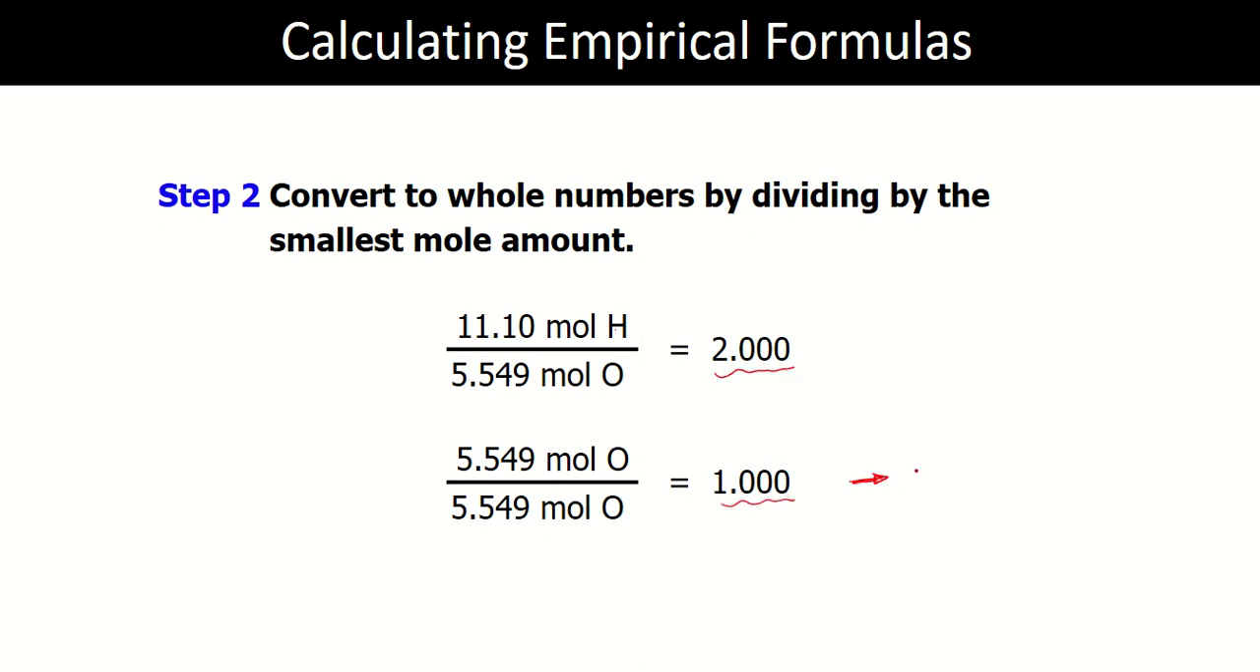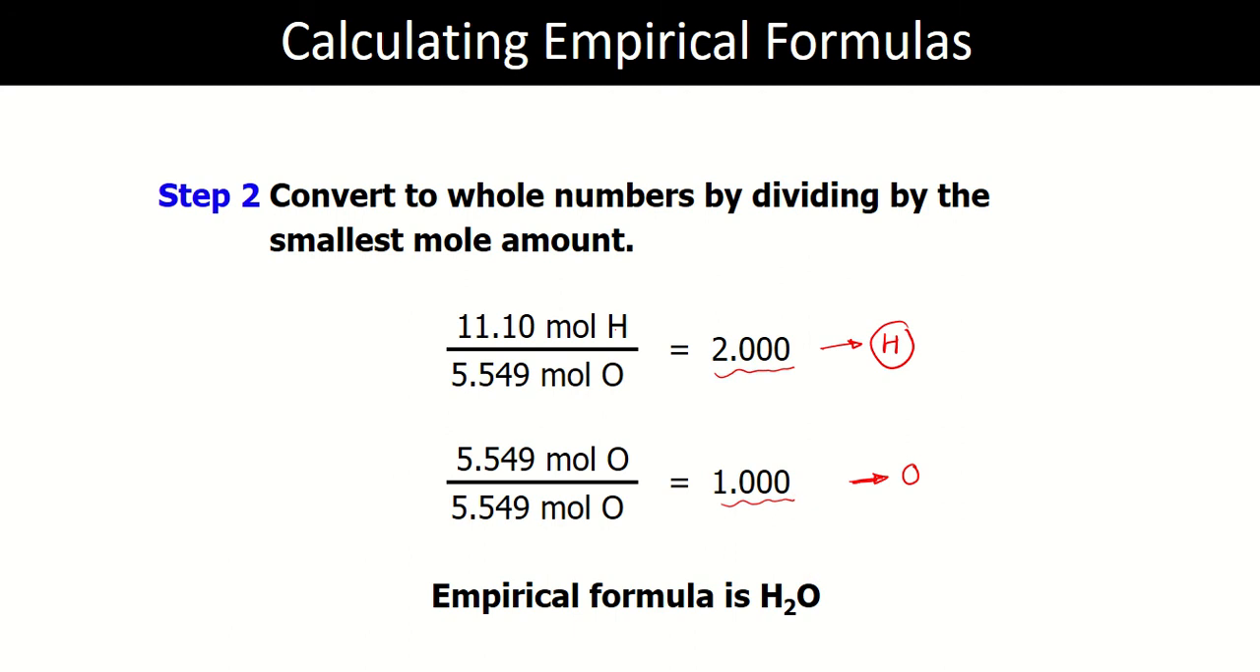Number of oxygen, and it gives us number of hydrogen. So whenever I'm going to write the empirical formula, I'm going to write H2O, because this number represents hydrogen and this number represents oxygen.